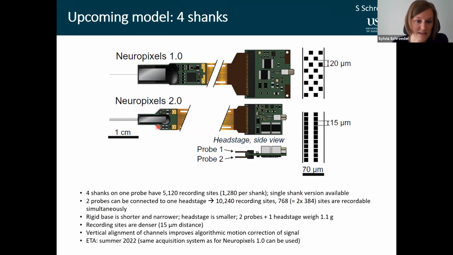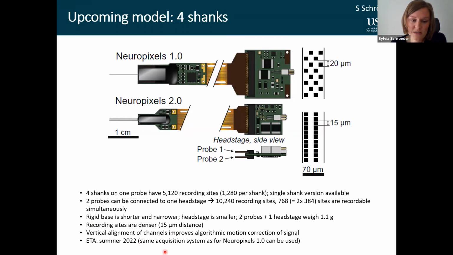Also a difference is that this base and the head stage are much, much smaller, and also they weigh far less. So even better for chronic recordings. The recording sites are much closer together, which helps even more for motion correction or artifact correction. And again, you could even record from smaller neurons if that's a problem for your brain area.